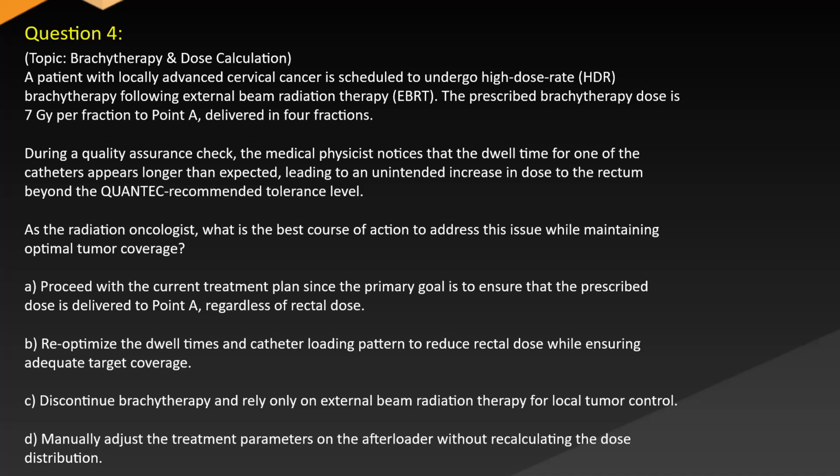A. Proceed with the current treatment plan since the primary goal is to ensure that the prescribed dose is delivered to point A, regardless of rectal dose. B. Re-optimize the dwell times and catheter loading pattern to reduce rectal dose while ensuring adequate target coverage. C. Discontinue brachytherapy and rely only on external beam radiation therapy for local tumor control. D. Manually adjust the treatment parameters on the afterloader without recalculating the dose distribution.